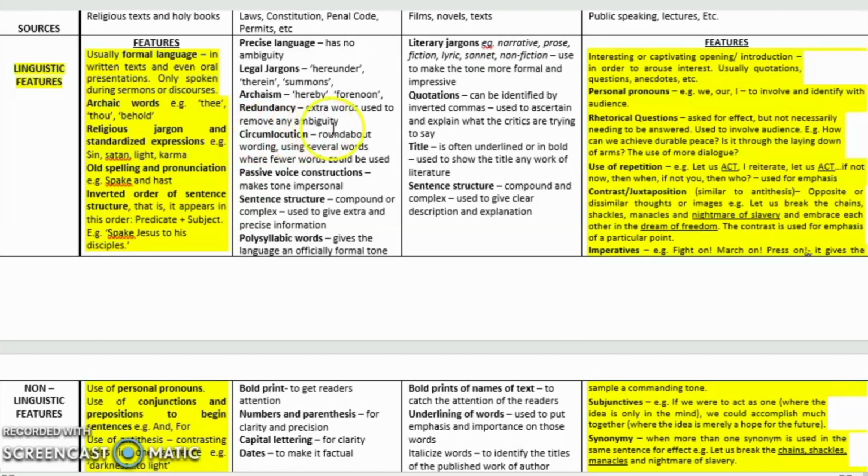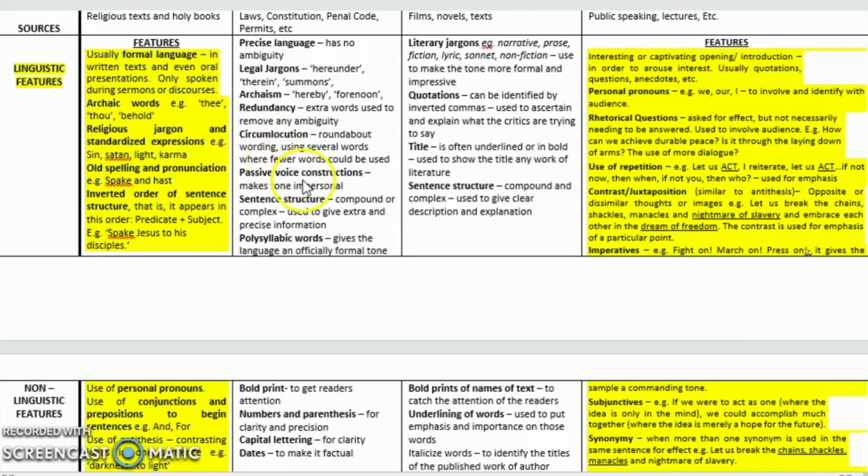Then you have circumlocution. Circumlocution, a roundabout wording using several words where few words could be used. Now once again, it is there to remove any ambiguity. So you can always have circumlocution, redundancy, and all these things.